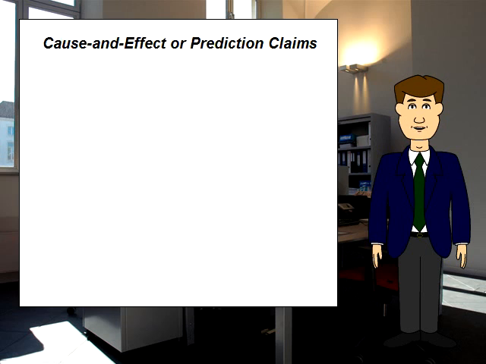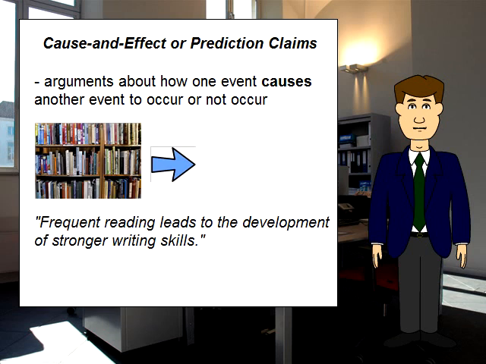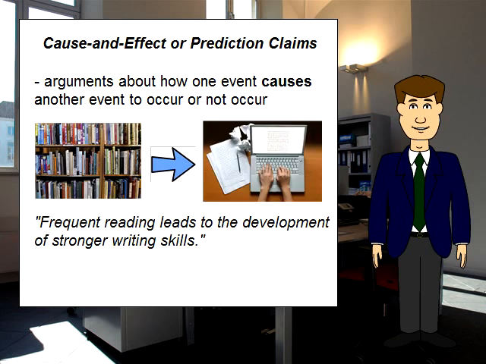Other arguments make claims about causes and effects, or predictions. These statements argue about how one event causes another event to occur, or not. As an example, frequent reading leads to the development of stronger writing skills. The key phrase here is, leads to, which indicates a cause and effect relationship.